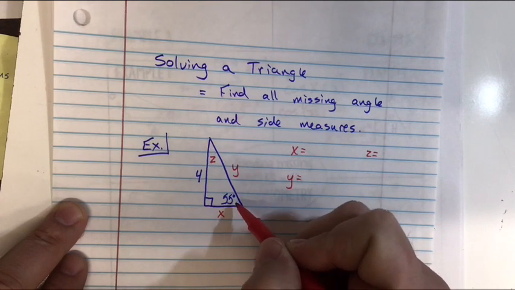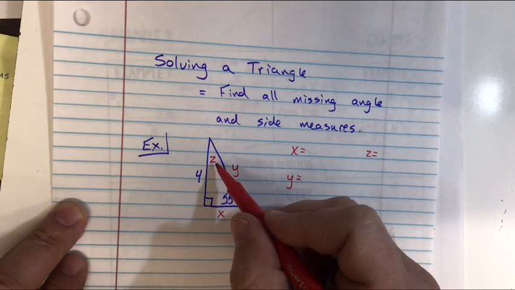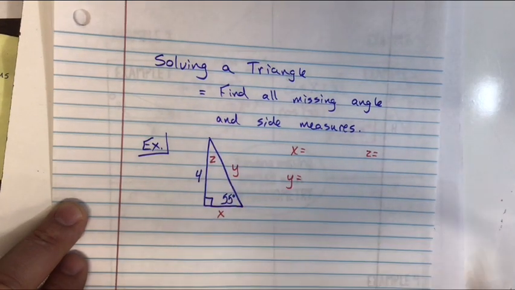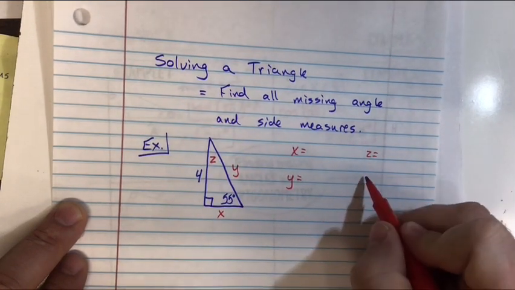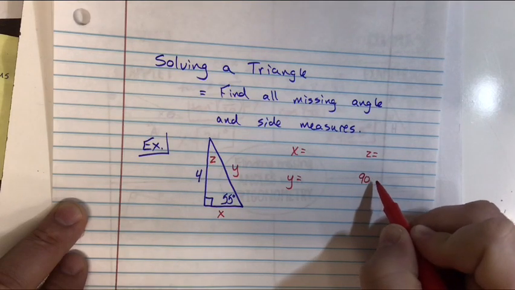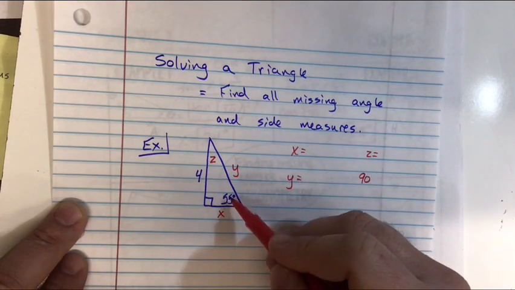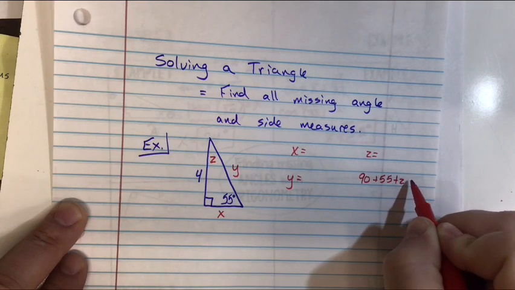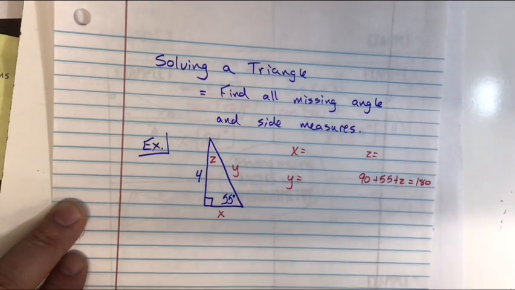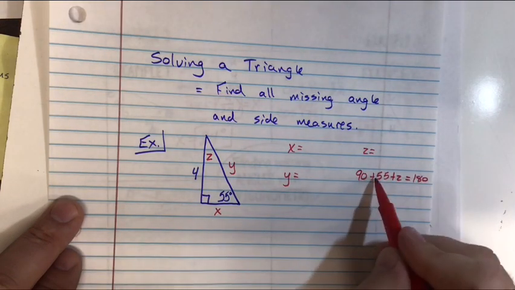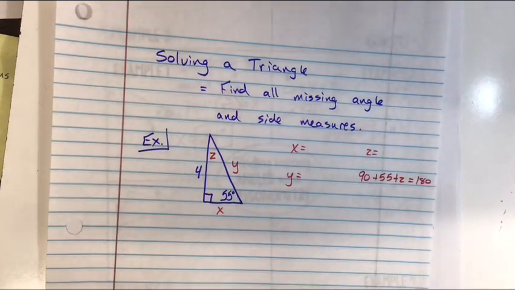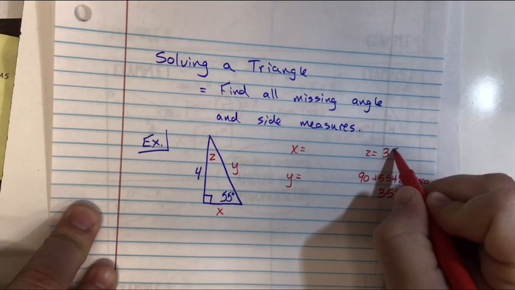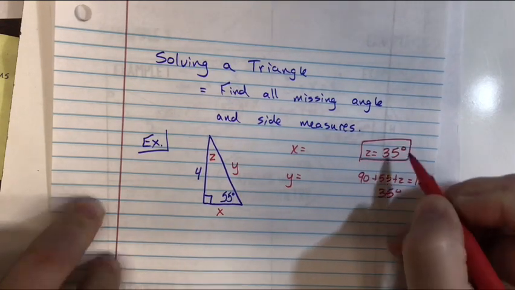When I am given one angle measure, finding the other acute angle measure is very, very simple, because you need to remember that all 3 angles of a triangle add up to 180 degrees. 90 plus 55 plus z has to equal 180. Well, that means I just have to add those and subtract from 180, and I should get 35 degrees. So z is 35 degrees. There's one of those pieces of information.